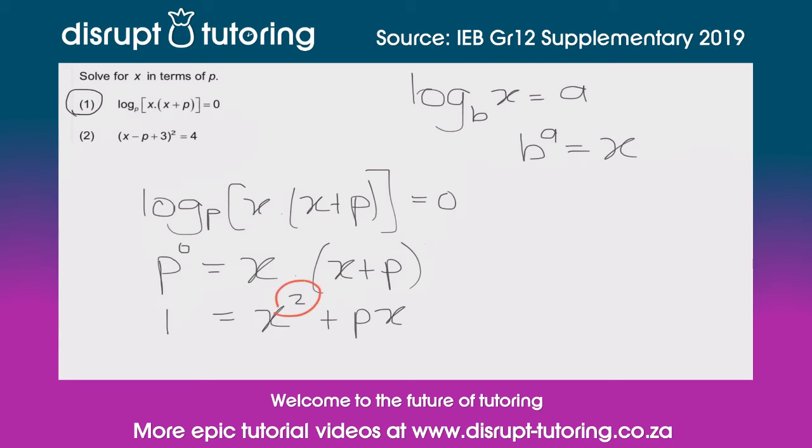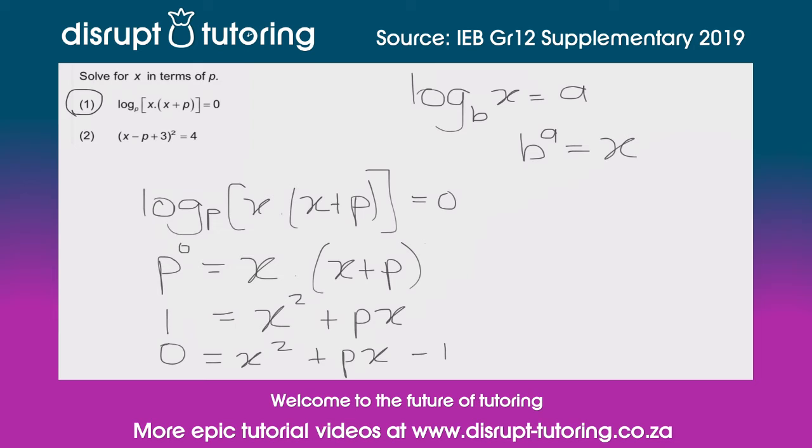And now we see that we're going to have a quadratic equation, so 2 answers to this one. So it's going to be 0 is equal to x squared plus px minus 1. Because this is a p, we don't really know what p is, so we can't factorize it. So what we need to do here is use our quadratic formula.